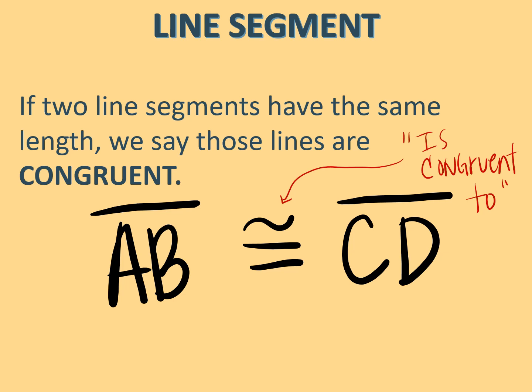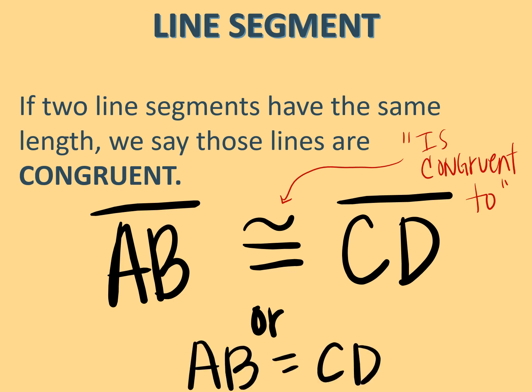Now, some textbooks may also use the following notation. Instead of using this equal sign with the tilde above it, they will just say AB, notice that there's no line above it, AB equals CD. Now the lines are not equal. They may have different points on those lines, but they are the same length. So here we would still read this as line segment AB is congruent to line segment CD.